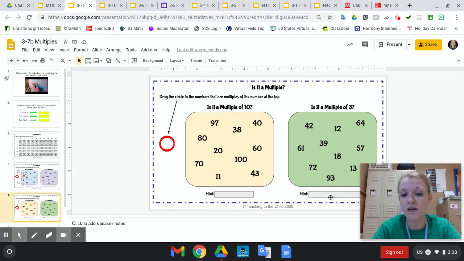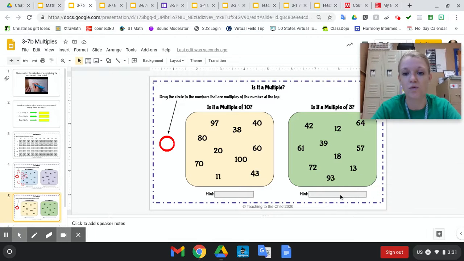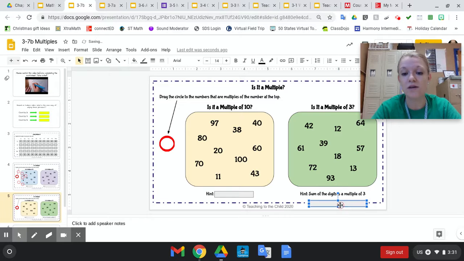Multiples of 3, did you guys read this hint? Because it's super cool. Multiples of 3 says the sum of the digits is a multiple of 3. So what does sum mean? Sum means the answer to an addition problem. So what you're doing is you're taking this number and you're saying 4 plus 2 is 6. Is 6 a multiple of 3? Well, yeah, 3 plus 3 is 6, right? So 42, boom chakalaka, is a multiple of 3. Do you see how cool that is? It's super awesome.